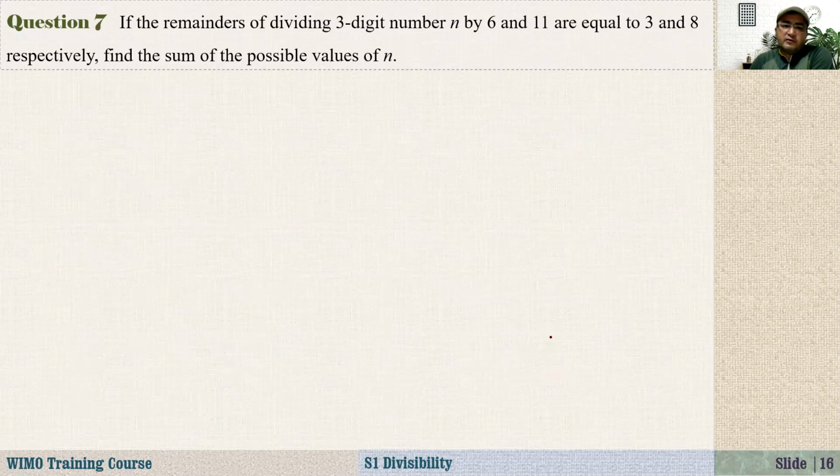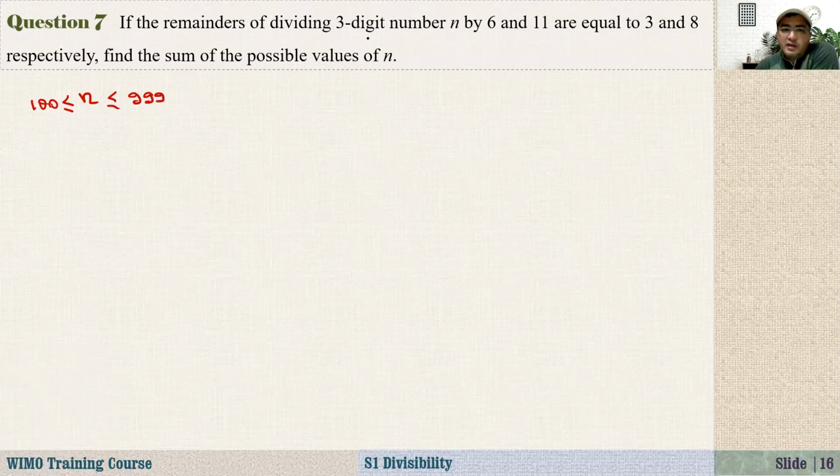Another question: if the remainders of dividing 3-digit number n by 6 and 11 are equal to 3 and 8 respectively, find the sum of the possible values of n. It's also a similar question, but here we need to find its sum. And here we are talking about the 3-digit number. So here n is greater than or equal to 100, less than or equal to 999, right? So we are talking about a 3-digit number.